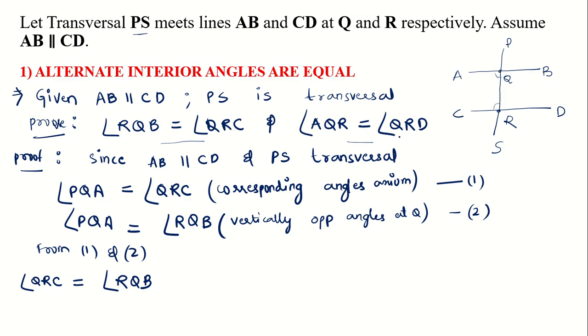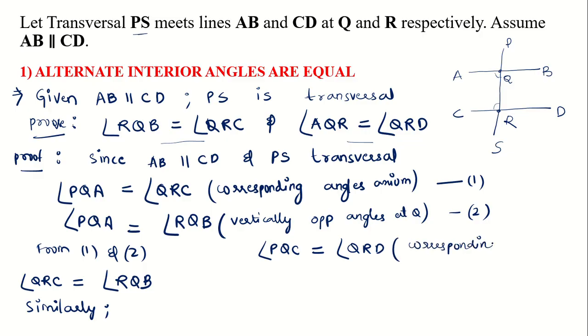Similarly, in the same way, we need to prove angle AQR is equal to angle QRD. Okay. Now, similarly, we will prove it for the second pair. Angle PQC is equal to angle QRD from the corresponding angles axiom statement. Okay, corresponding angles are always equal. From the corresponding angle statement we got angle PQC is equal to angle QRD, right?